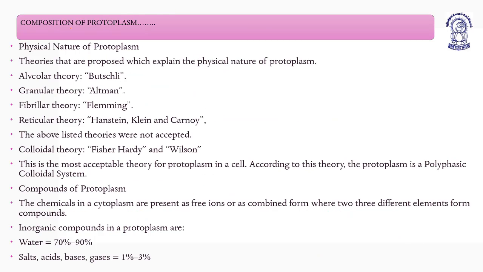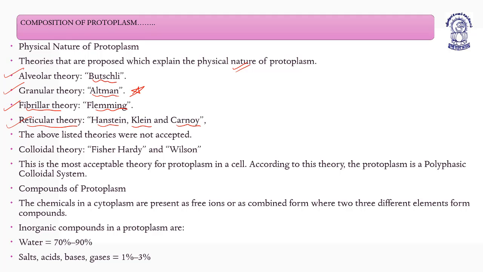Physical nature of protoplasm. Theories that are proposed which explain the physical nature of protoplasm. Alveolar theory given by Butschli. Granular theory proposed by Altmann. Fibrillar theory given by Flemming. Reticular theory given by Hanstein, Klein, and Carnoy. So Hanstein, Klein, and Carnoy all proposed the reticular theory. Flemming proposed the fibrillar theory, Altmann proposed the granular theory, and Butschli proposed the alveolar theory.